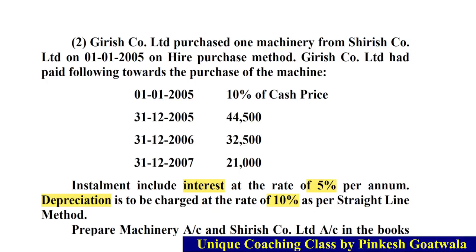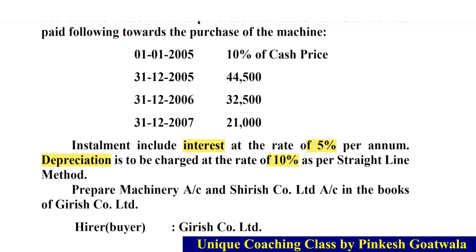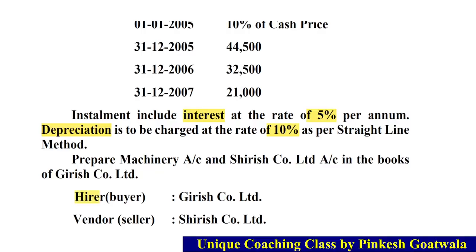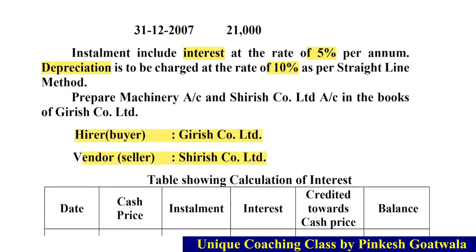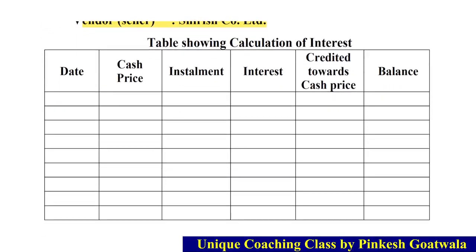First of all, I told you when we solve the first sum, first we have to write who is the buyer and who is the seller. Okay, so આપણે જોયું છે Girish is the buyer and Series is the vendor. Okay, first of all write who is the buyer and who is the seller. Then we will prepare the table showing calculation of interest. Okay, now in this sum we know that cash price is not given. So don't worry, whatever we have, write that. Okay, આપણી પાસે જે વસ્તુ અવેલેબલ છે આપણે શું કરીએ.